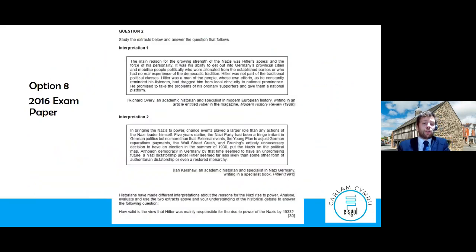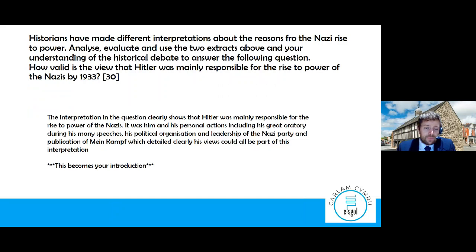Now, if this is the question, historians have made different interpretations about the reasons for Nazi rise to power. Analyze, evaluate, and use the 2 extracts above in your understanding of historical debate to answer the following question. How valid is the view that Hitler was mainly responsible for the rise to power of the Nazis by 1933? So, the interpretation in the question clearly shows that Hitler was mainly responsible for the rise to power of the Nazis. It's got that written here, right? Mainly responsible. Hitler was mainly responsible.